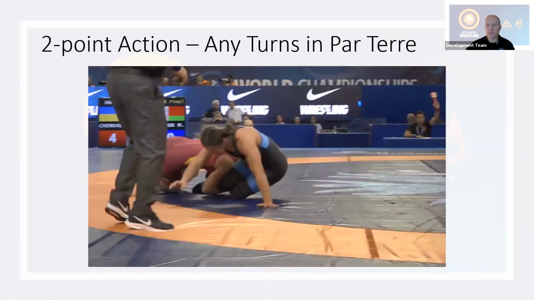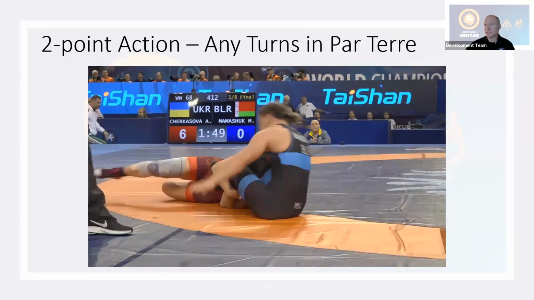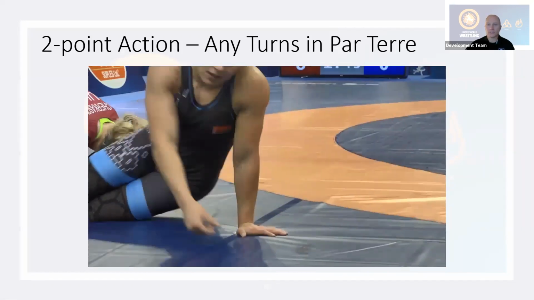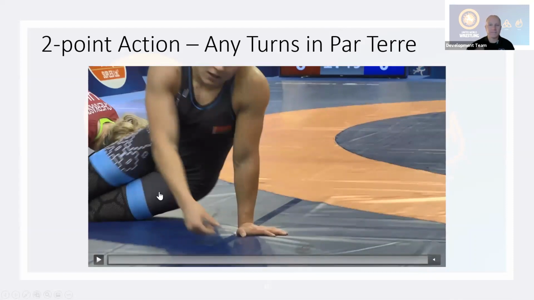So there's the first 2 red. Here's the second 2 red. And then there's the third 2 red. So 2 reds in this situation before they go out of bounds. Again, because that last action started in bounds and then finished out, it's still able to score. So another 2-point situation.